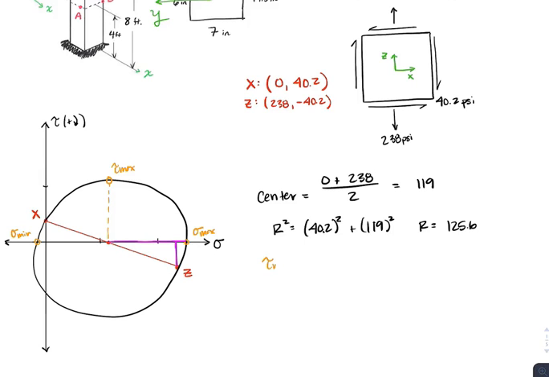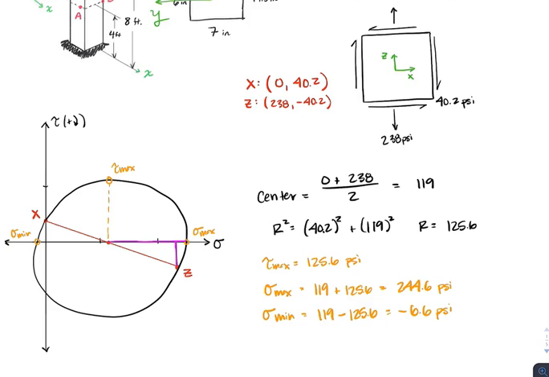The first one, the easiest one, our tau max, is just equal to our radius, so it's going to be equal to 125.6 psi. And then our sigma max is just going to be equal to our center, which is 119, plus our radius, so plus 125.6. That's going to give us a value of 244.6 psi. And similarly, our sigma min is also going to be the center, but instead it's going to be minus our radius, 125.6. That's going to give us a value of negative 6.6 psi.